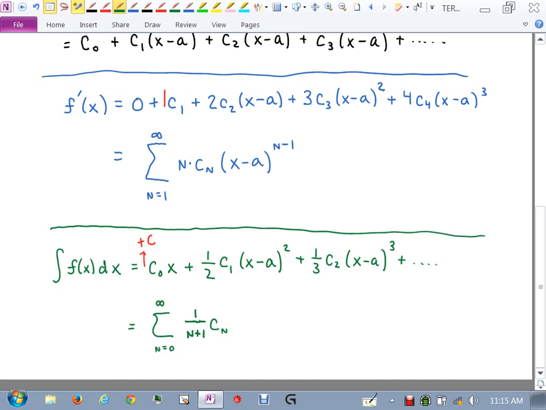Then we have our constant. Then over here, we're going to have x minus a to the n plus 1 again. And then, of course, we have a plus C out there. And we can separate that. This is an infinite series, and then we're adding some constant out here.